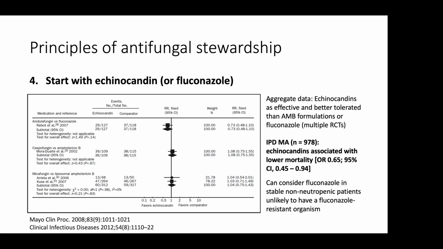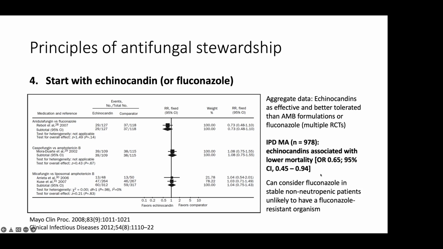And this is based on multiple randomized controlled trials. The aggregate data meta-analysis shows that there's really no difference between using an echinocandin versus amphotericin B on outcomes, and specifically mortality. The reason it's recommended is because echinocandins are just much better tolerated. The problem is that none of these trials were designed as superiority trials. They were all non-inferiority trials. So it's going to be very difficult to show superiority in the aggregate data meta-analysis.